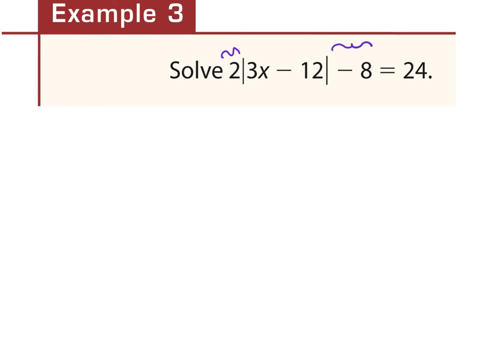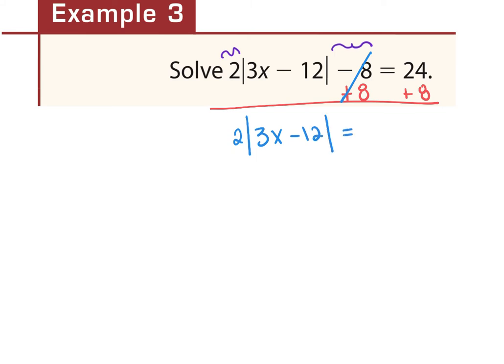So I am going to, first of all, get the absolute value by itself. I'm going to add my 8 over. All right. Just like in a normal equation, it would cancel. I'm left with 2, absolute value of 3x minus 12 here. And I'm left with 24 plus 8, which is 32 here. I still do not have the absolute value by itself. So I need to divide both sides by this 2. It's going to cancel here. And I have the absolute value of 3x minus 12 equals 16. Now I have the absolute value by itself.